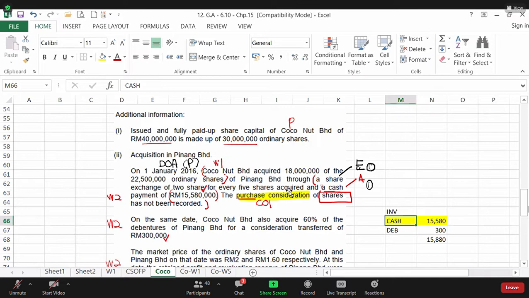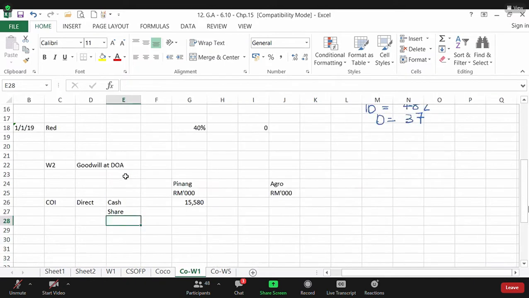How many units will Coconut transfer to Penang? Will he give 2 or 5? Give 2 for every 5 units you acquire in Penang. The total units you acquire in Penang is 18 million units. You need to times 2/5.